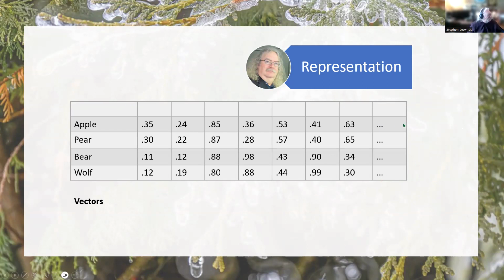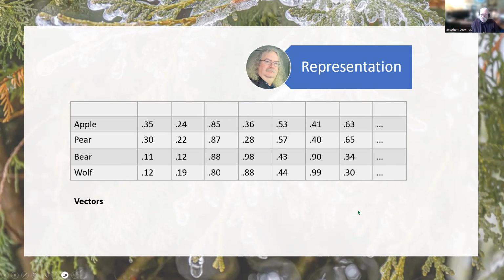And these vectors can define something as similar to something else. You look at these numbers here, see how the numbers for apple and pear are sort of similar. Compare them to the numbers for bear and wolf. They're very different. The numbers for bear and wolf are sort of similar to each other, but the numbers for pear are not very similar to the numbers for bear, except they rhyme. But that's about it.